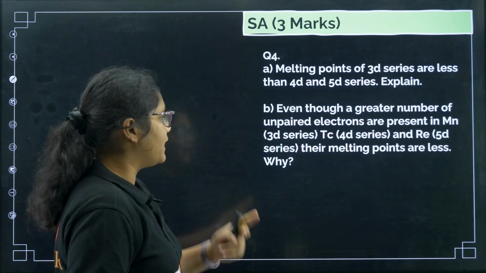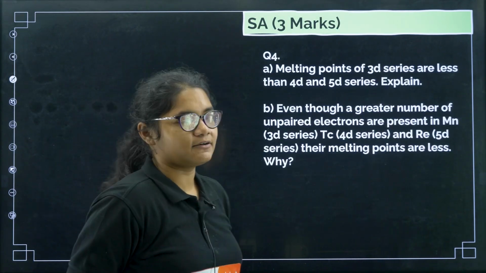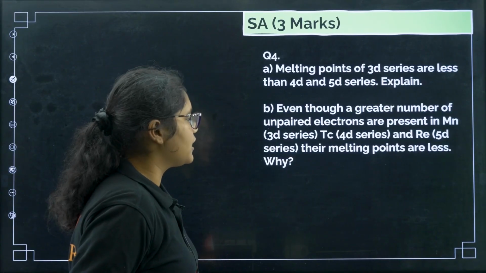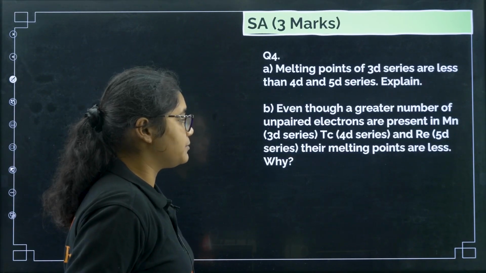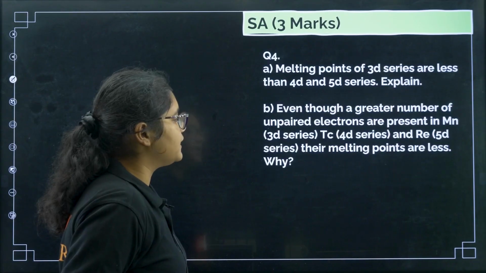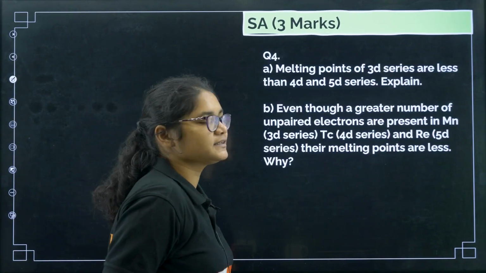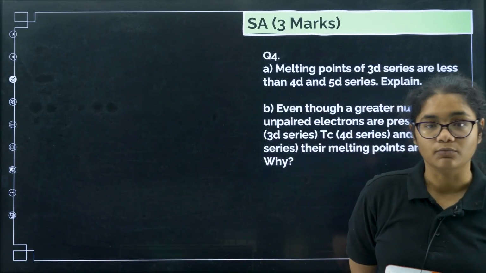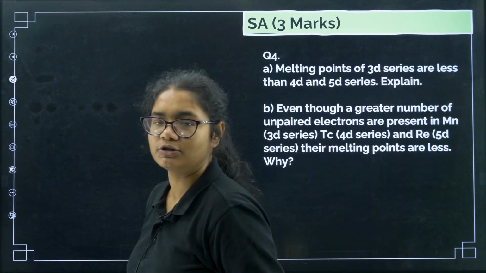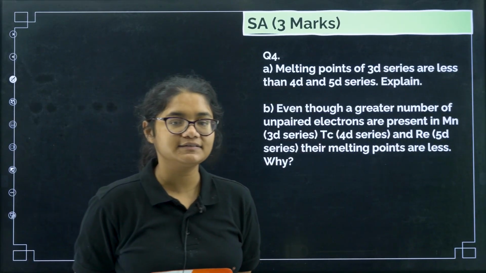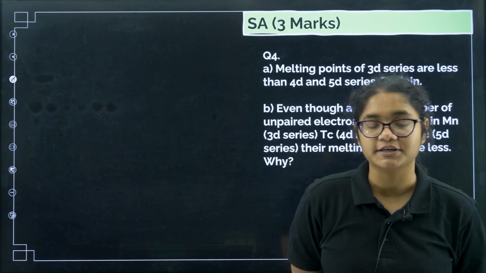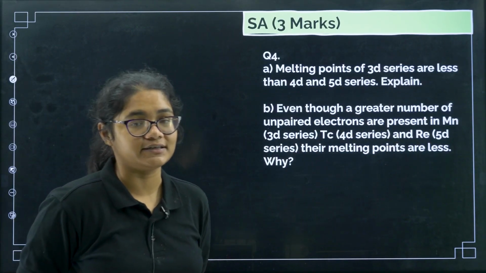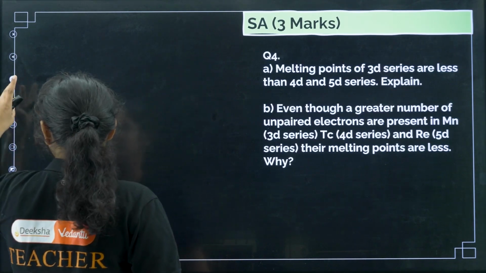Next, question number 4. Melting points of 3D series are less than 4D and 5D series. Okay, that is the first question. Even though a greater number of unpaired electrons are present in manganese, their melting points are less. So just now we discussed that if the number of unpaired electrons are more, metallic bonding will be more and melting point should be high, right? But manganese has D5 configuration, maximum number of unpaired electrons are there, but still its melting point is least in the 3D series.